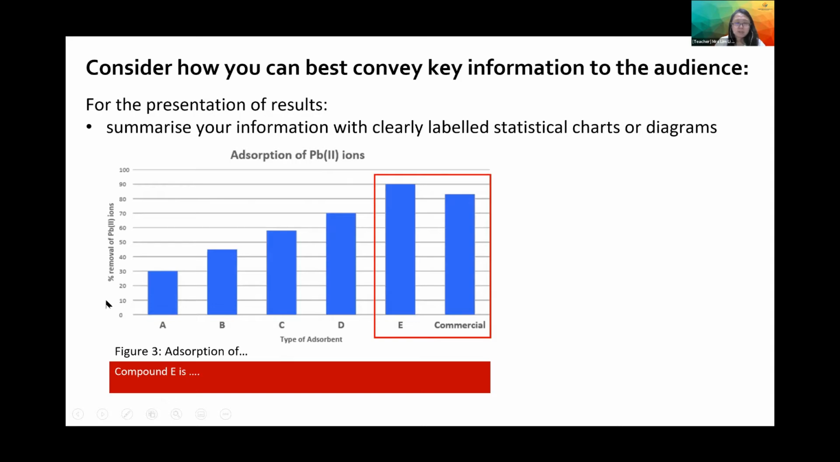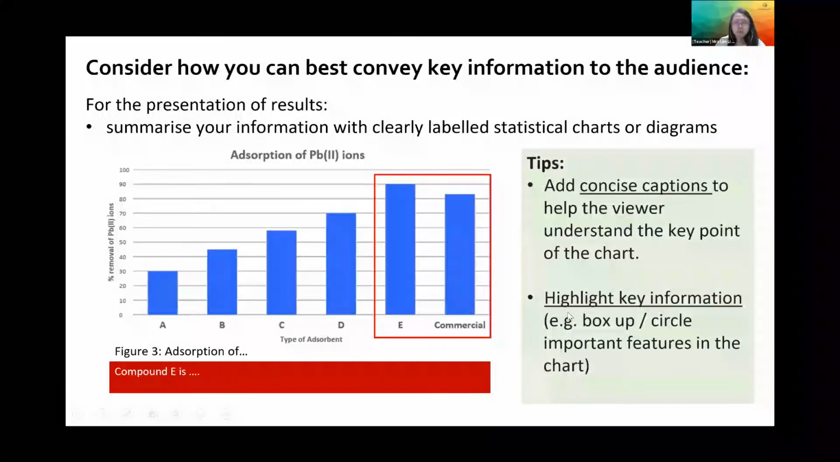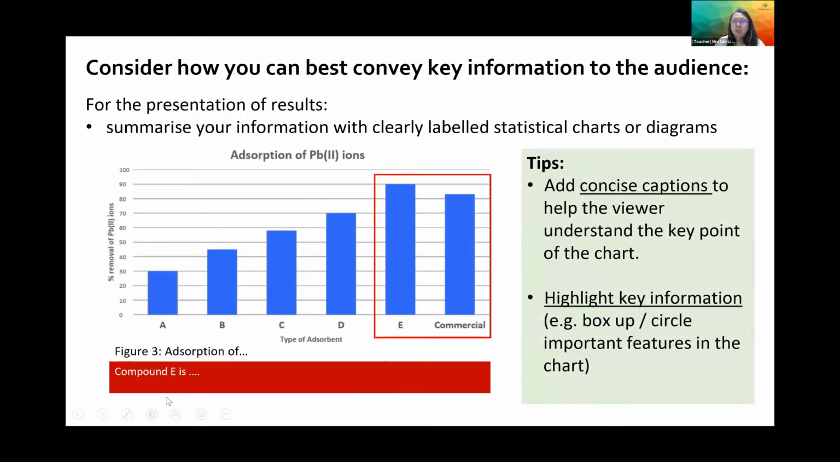In this case, you see that the axes are clearly labeled. You can include a concise caption to help your viewers or audience understand the key points. You can highlight key information by boxing up or circling certain important features that you want to mention.